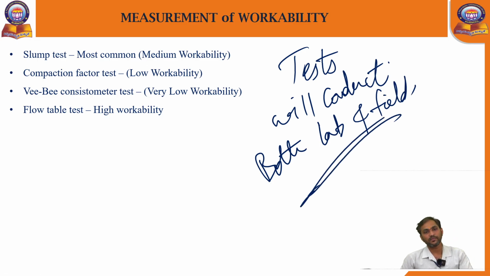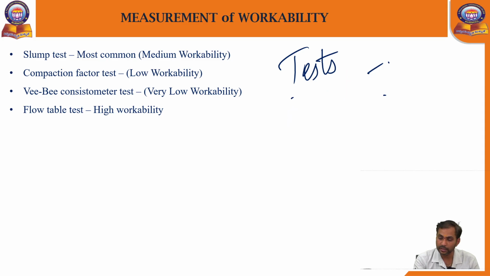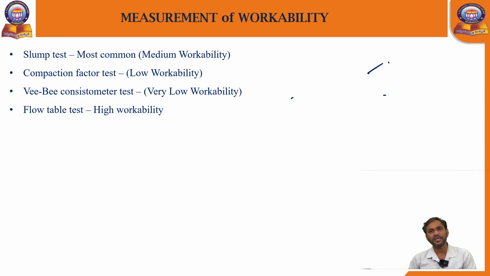So what are they? One, slump test. Second, compaction factor test. Third, VB consistometer test. Fourth, flow table test. Fifth, L box test. Sixth, funnel test. These are the different types of tests conducted in labs and also in the field areas. In the field, we can easily conduct the slump test.